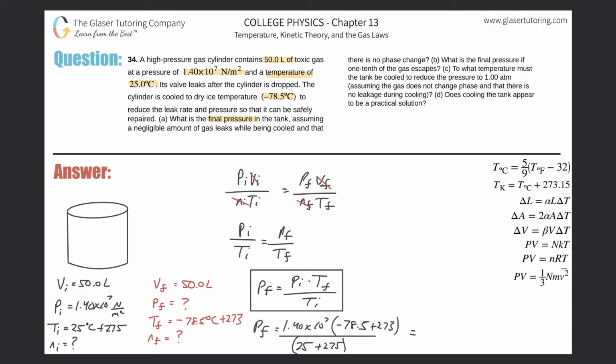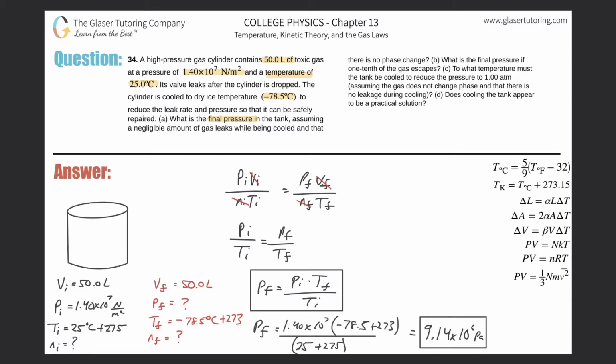And lo and behold, we will get our answer. So 1.4 times 10 to the 7th, multiplied by negative 78.5 plus 273, then divided by 25 plus 273. Make sure it's in parentheses. We get a value here of about 9.14 times 10 to the 6 pascals. All right, so this would be the new pressure.